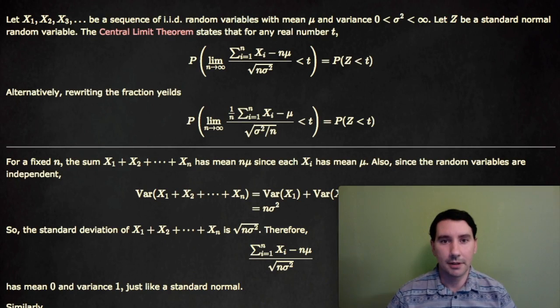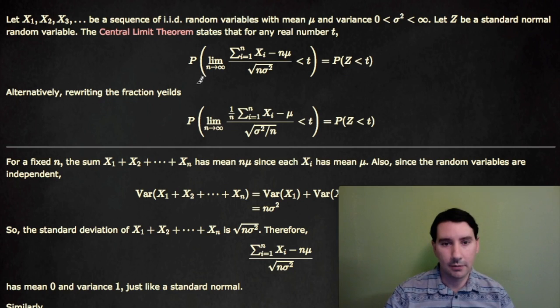The central limit theorem states that given a sequence x1, x2, x3, and so on of IID random variables with a finite but non-zero variance, if we take the partial sums of the sequence, the sum i equals 1 to n of the xi, and subtract the mean, and divide by the standard deviation, then for large enough values of n, we're going to have approximately a standard normal distribution, meaning a normal distribution with mean 0 and variance 1.